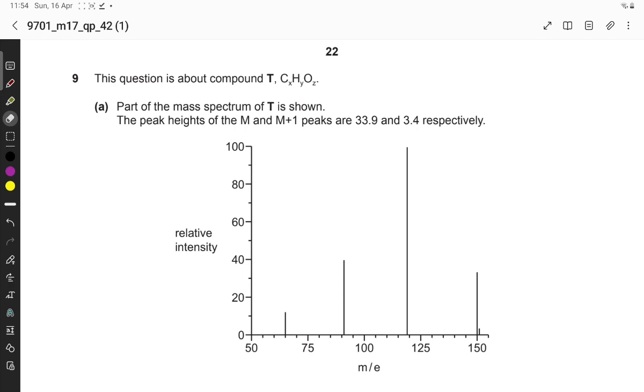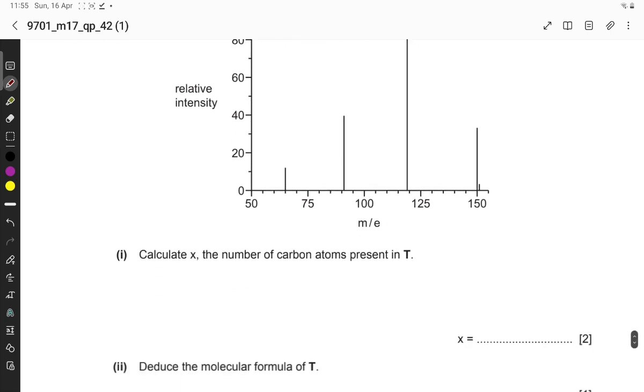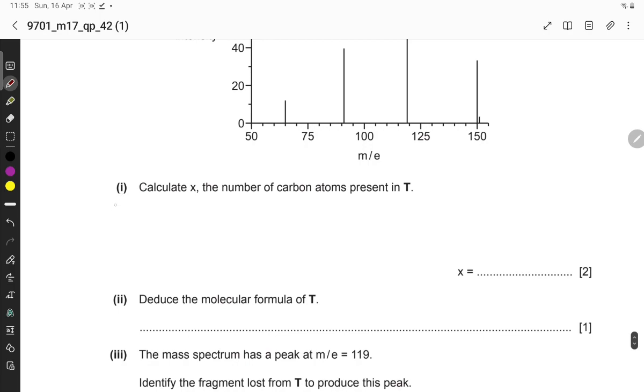So let's start. This question is about compound T, CxHyOz. Part of the mass spectrum of T is shown. The peak heights of the M and M plus 1 peaks are 33.9 and 3.4. So this is the first question. Calculate x, the number of carbon atoms present in T.